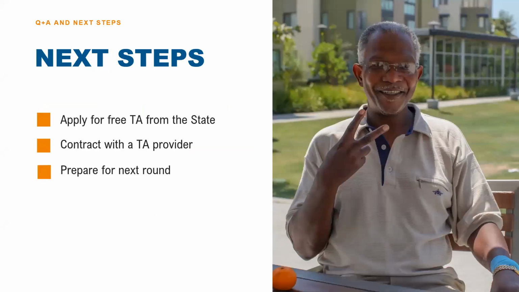Okay, so this is rounding out this presentation, but here are some next steps that you as potential applicants should consider. So one of them is that if you are an eligible TA recipient, you should consider applying for free TA from the state. And just a little bit about that. So typically the state will send out a questionnaire to interested parties in the fall period. You will fill that out, and based on criteria established by the state, you can be determined to be a TA recipient. And again, that is free technical assistance that's available to you. Alternatively, you can also contract with a private fee-for-service TA provider like Enterprise or others.